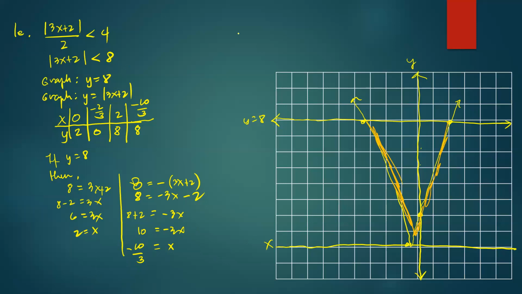So therefore, our solution, okay, what is the value of x here? The value of x here is negative 10 by 3, while the value of x here is positive 2. So therefore, our solution is x is greater than or equal to negative 10 by 3 or less than or equal to 2. Okay, so that is 1E.